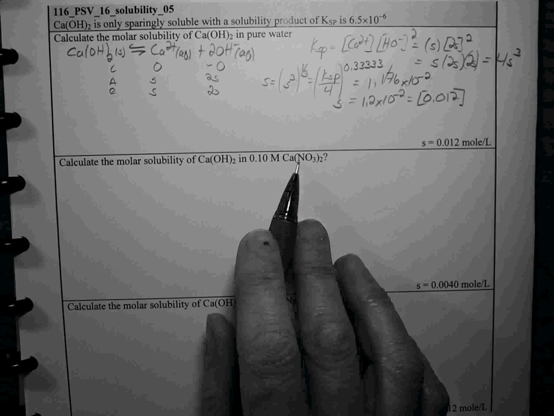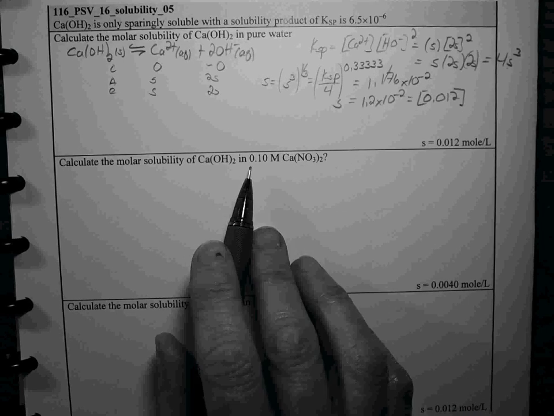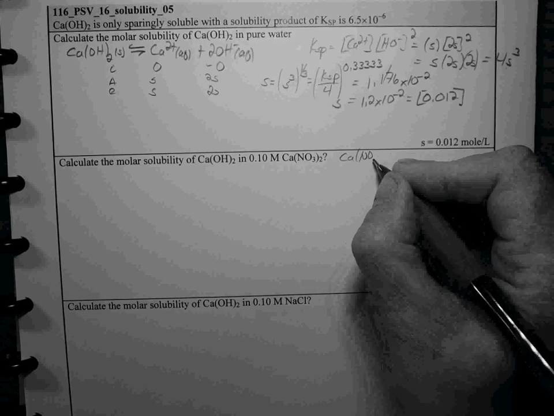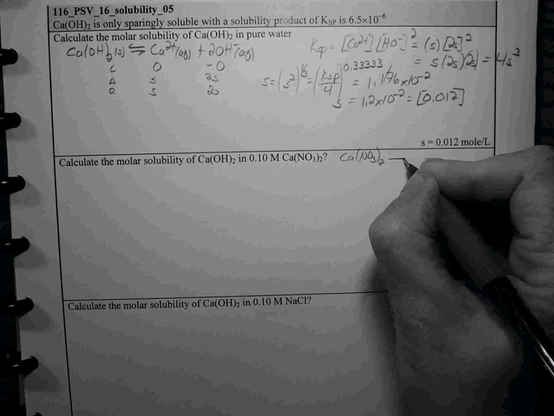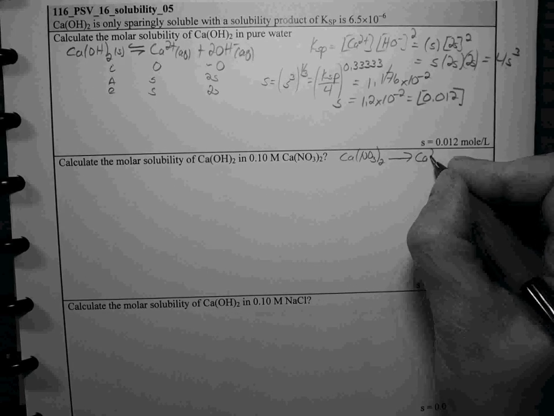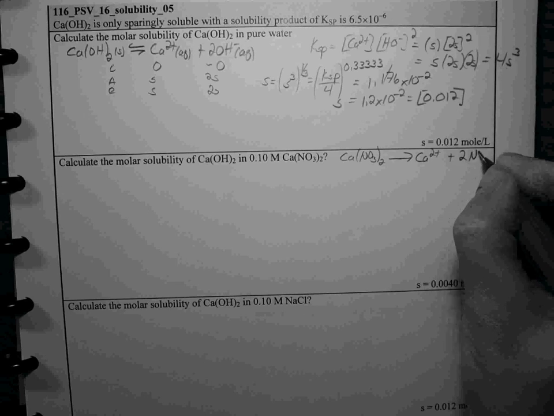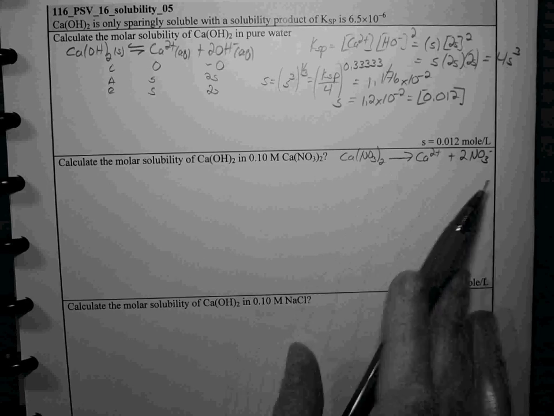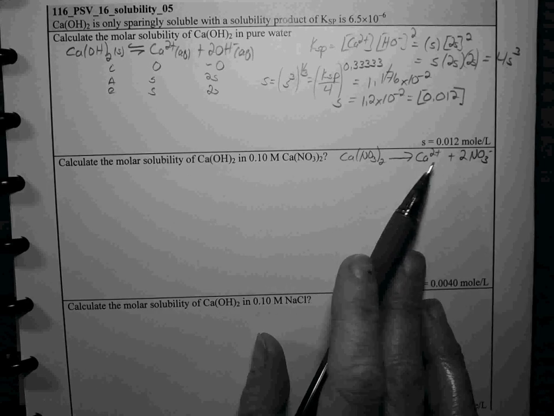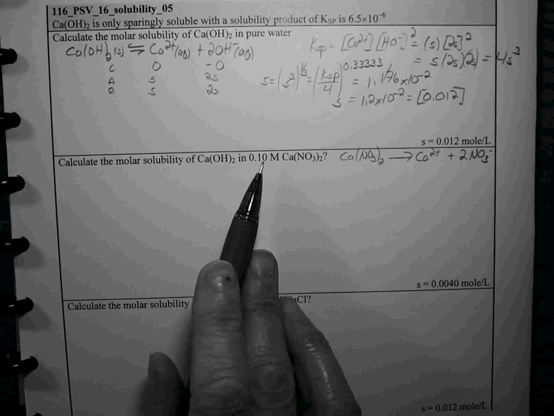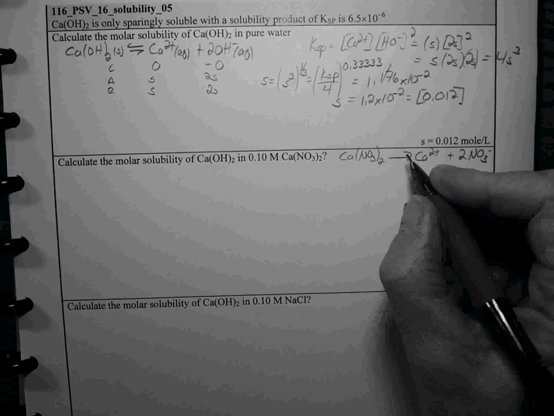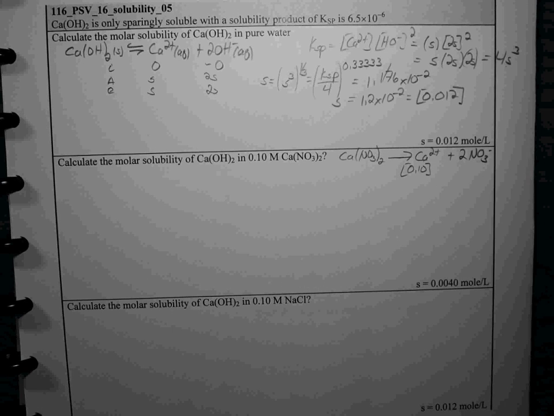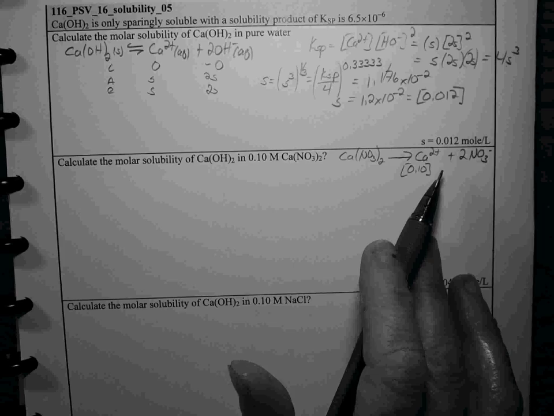Alright, now we move on to a common ion problem. Calcium nitrate is a soluble compound. All nitrates are soluble. It's going to dissolve and then dissociate to give us calcium ions and nitrate ions. The nitrate ions we don't care about. They don't interfere with the equilibrium, but the calcium ions certainly do. So if we start with 0.1 molar calcium nitrate, we know that we have an initial concentration of 0.1 moles per liter of calcium ions.